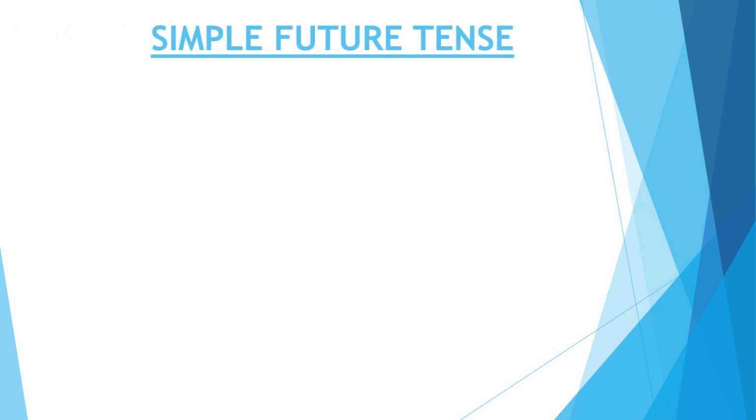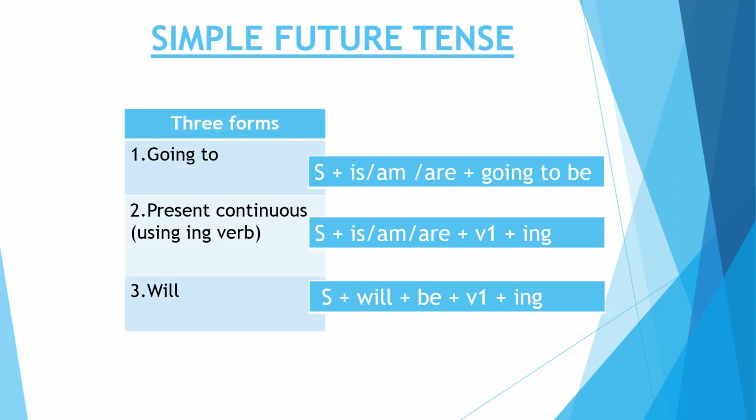So coming to the future tense, it is a little complicated, see here, because it is divided. It has three different forms. What are they? Going to, present continuous using the -ing verb, and will. So here are the sentence structures: is/am/are going to be, is/am/are V1-ing, will be V1-ing. Let's understand with examples.